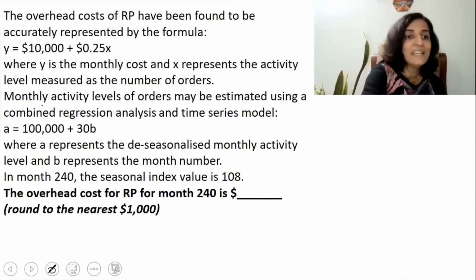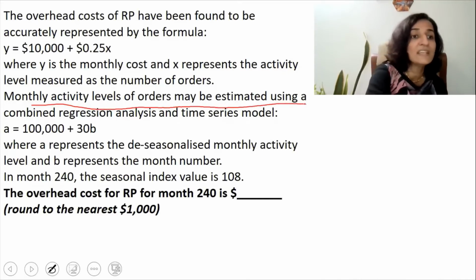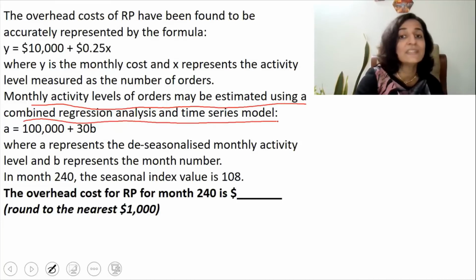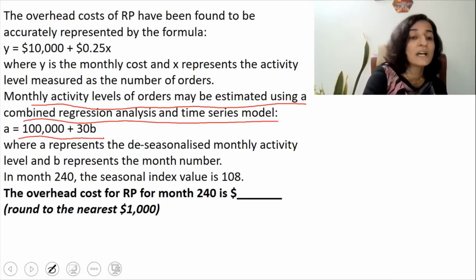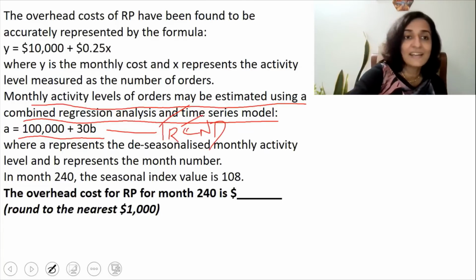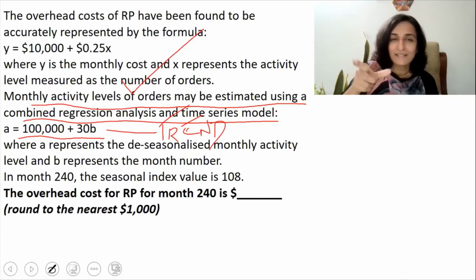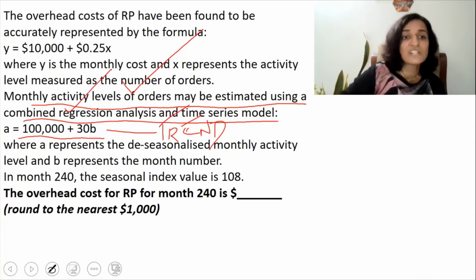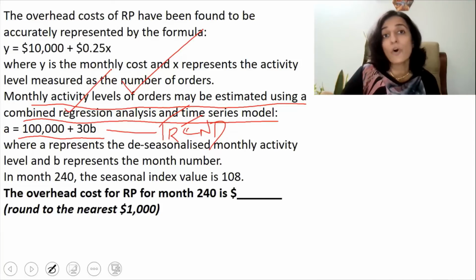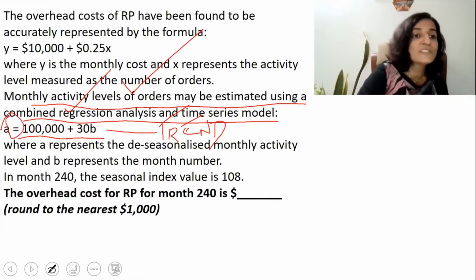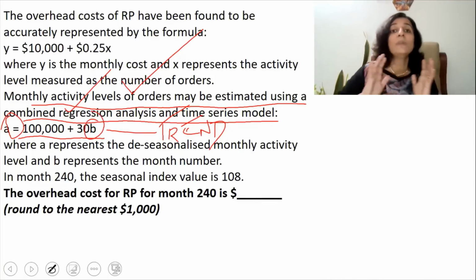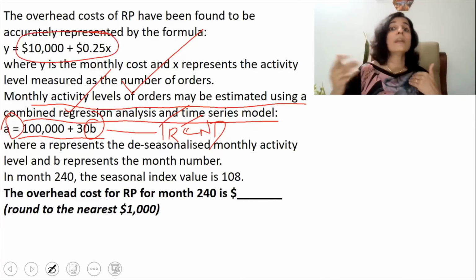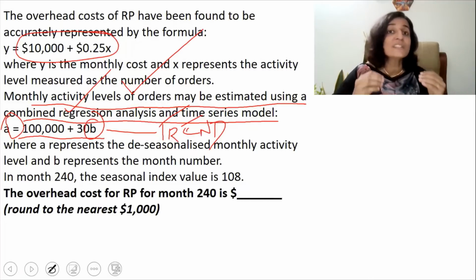Now moving forward, monthly activity levels of orders may be estimated using a combined regression analysis and time series model. A is equal to 100,000 plus 30B. This is the trend equation because they have said that this is relating to the monthly activity level of orders. That is nothing but related to the sales. And they are using a regression analysis. Whenever we use a regression analysis, what is the format in which the trend equation appears? It's y is equal to a plus bx. It's just that in place of y, they have used A, and in place of x, they have used B. So please do not get confused. Read the question carefully. Many a time children took this as the trend equation just because y and x was mentioned there. That is just the overhead equation.